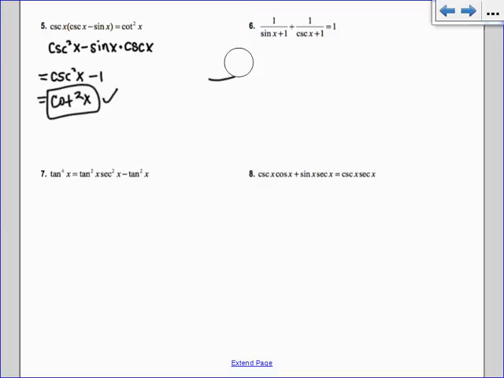Okay, this next one ended up being a little bit longer than I wanted, so we'll give ourselves a little bit of room. The first thing that we notice is that we have 1 over sine of x plus 1, and we have 1 over cosecant of x plus 1. So there's lots of different things that you can do.